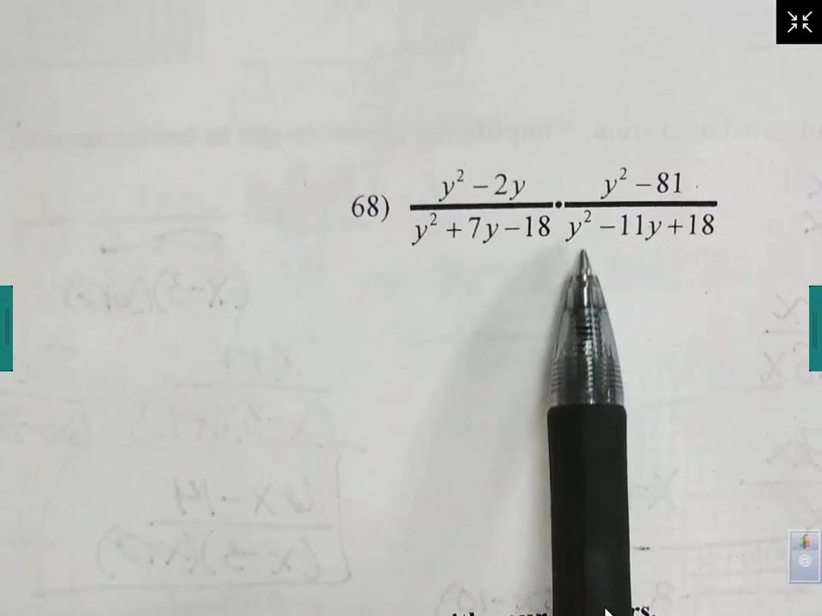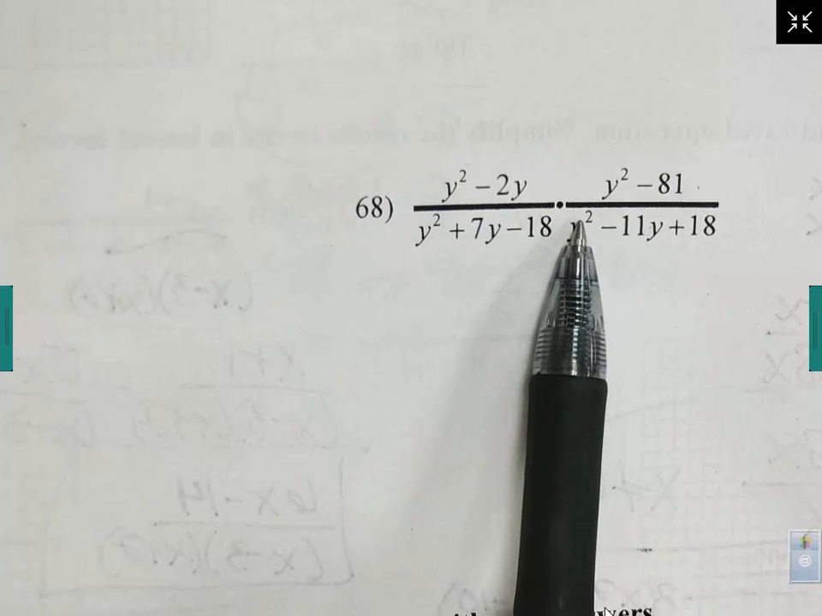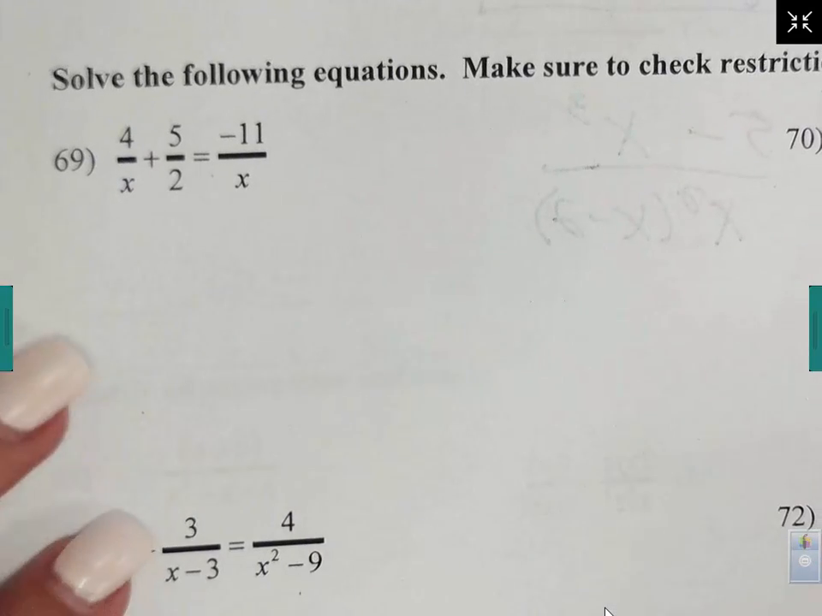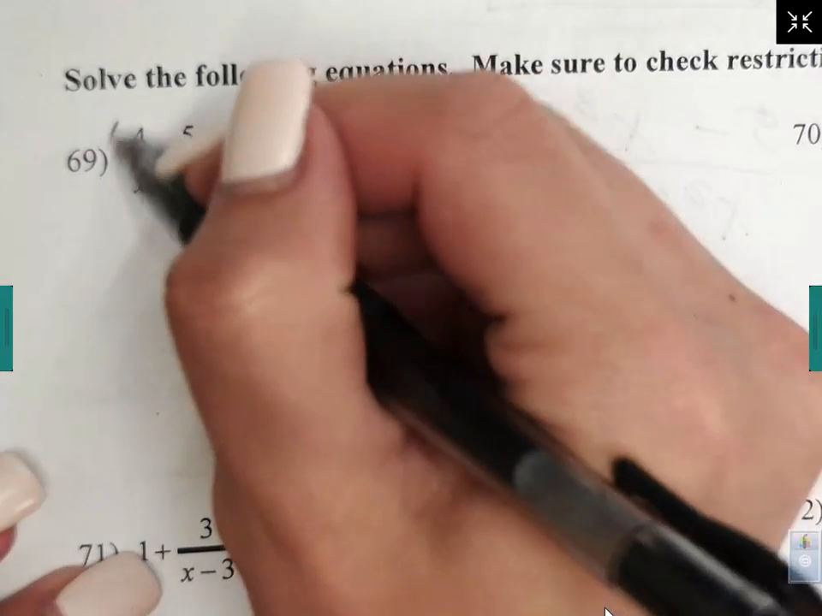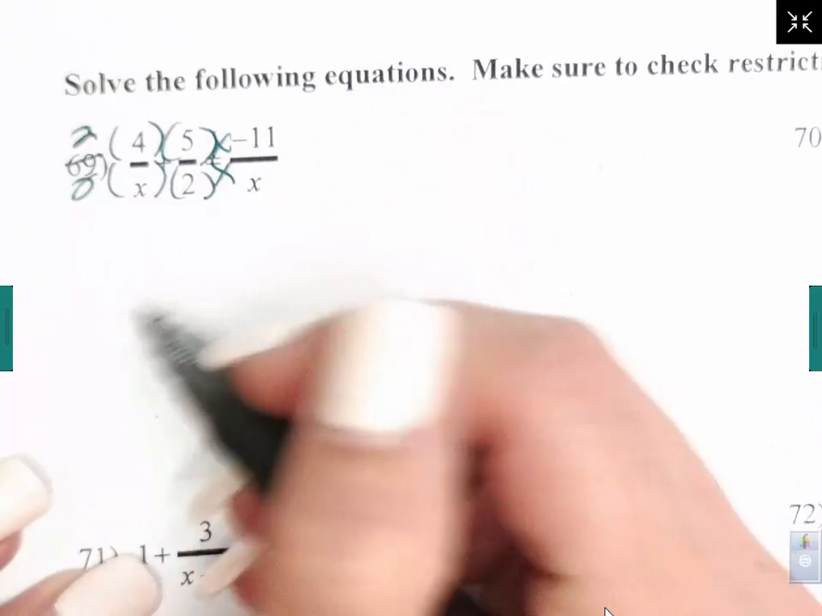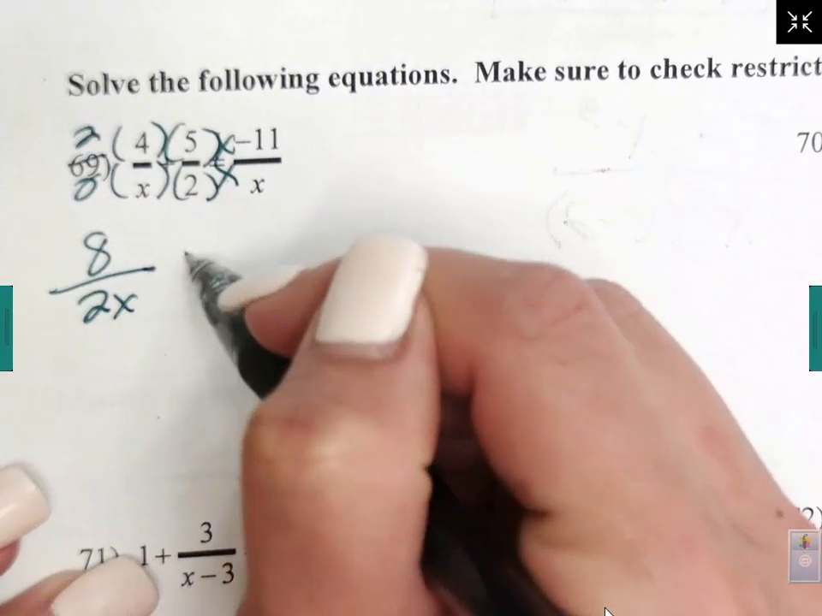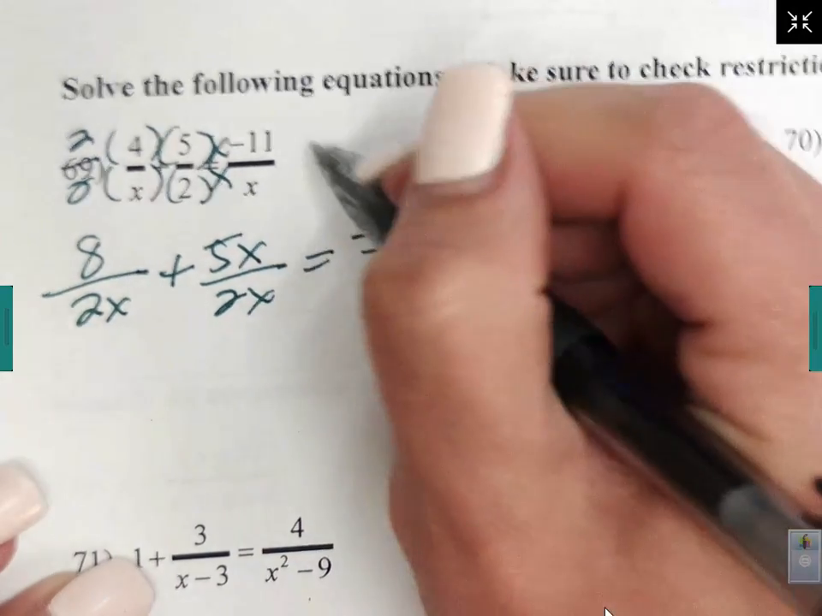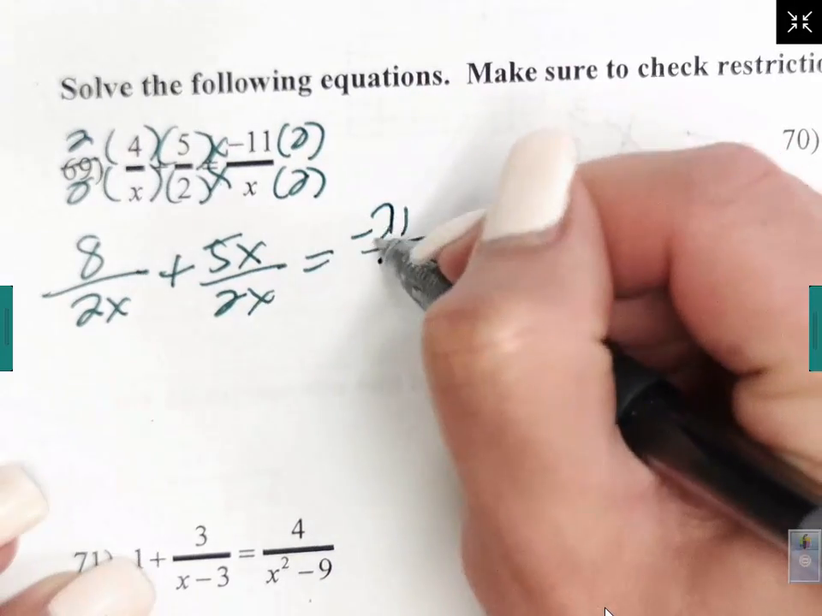Okay. Let's turn over and look at these. These are all the same equations, really. We know how to do this, it's just a bunch of factoring. This one we know how to do, it's multiplying by the reciprocal. Let's talk about problems like these equations. We need a common denominator, right? So what do we need to multiply this first one by? 2 over 2, and then we get 8 over 2x plus 5x over 2x equals negative 22 over 2x.